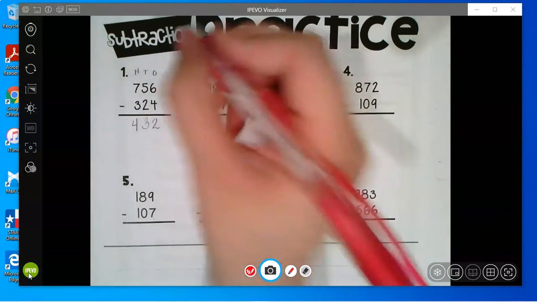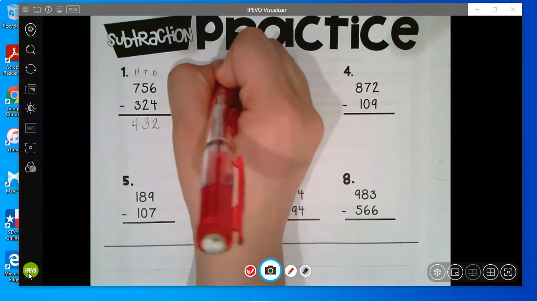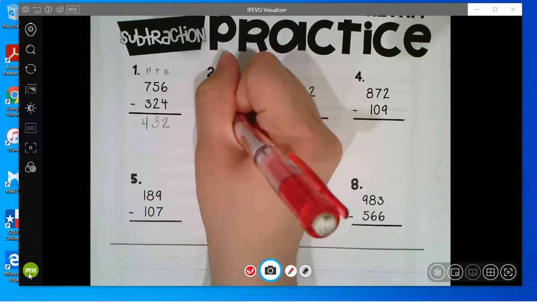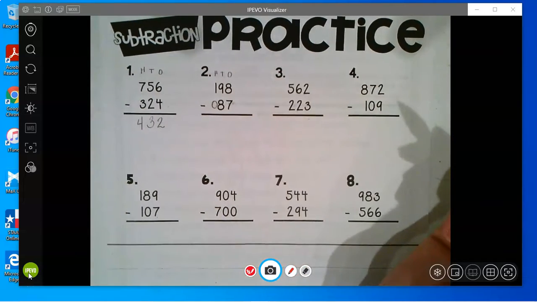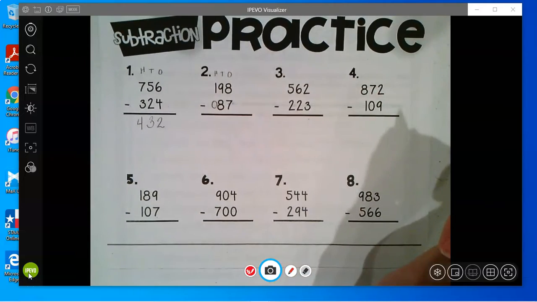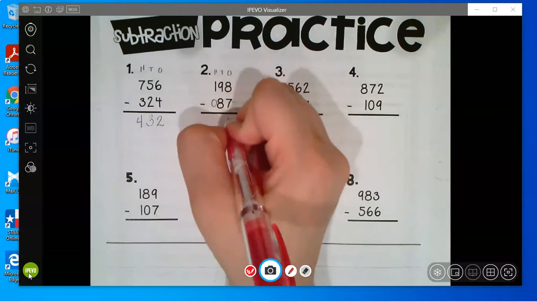Number 2. Remember, hundreds, tens, and ones. And if you notice, there's nothing here in this hundreds place. So 8 minus 7 is 1.